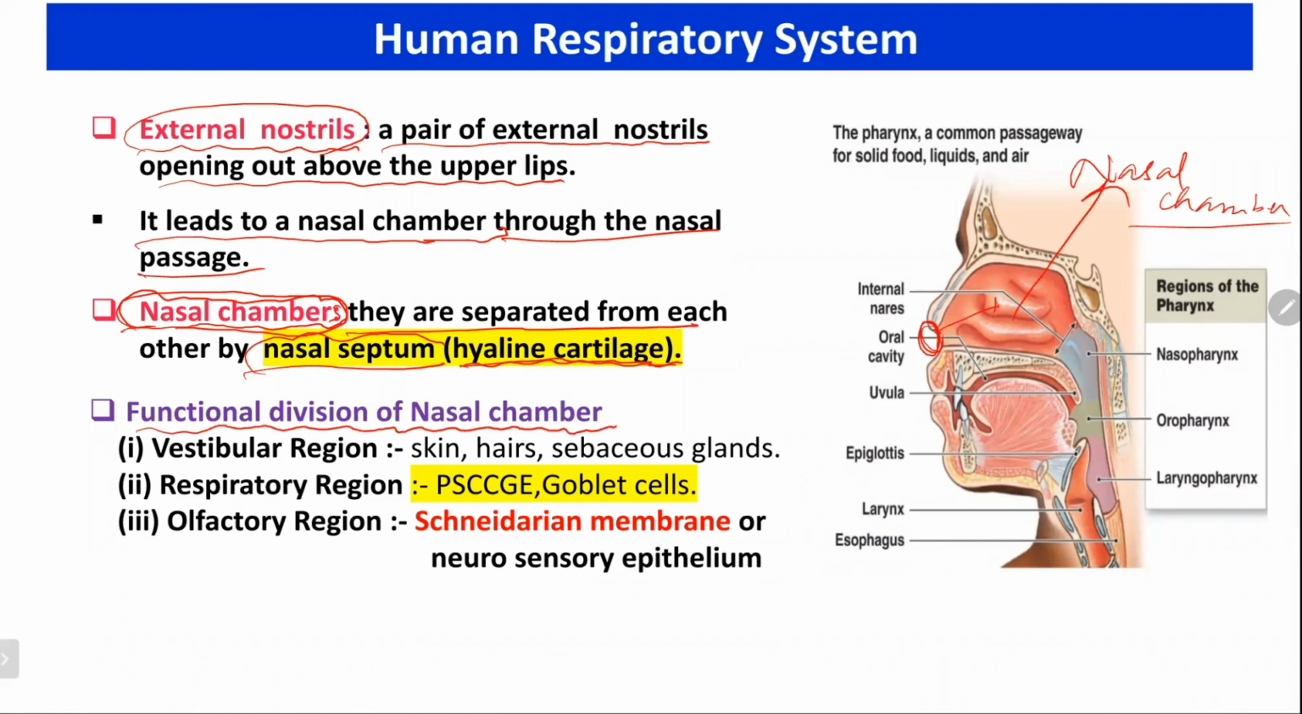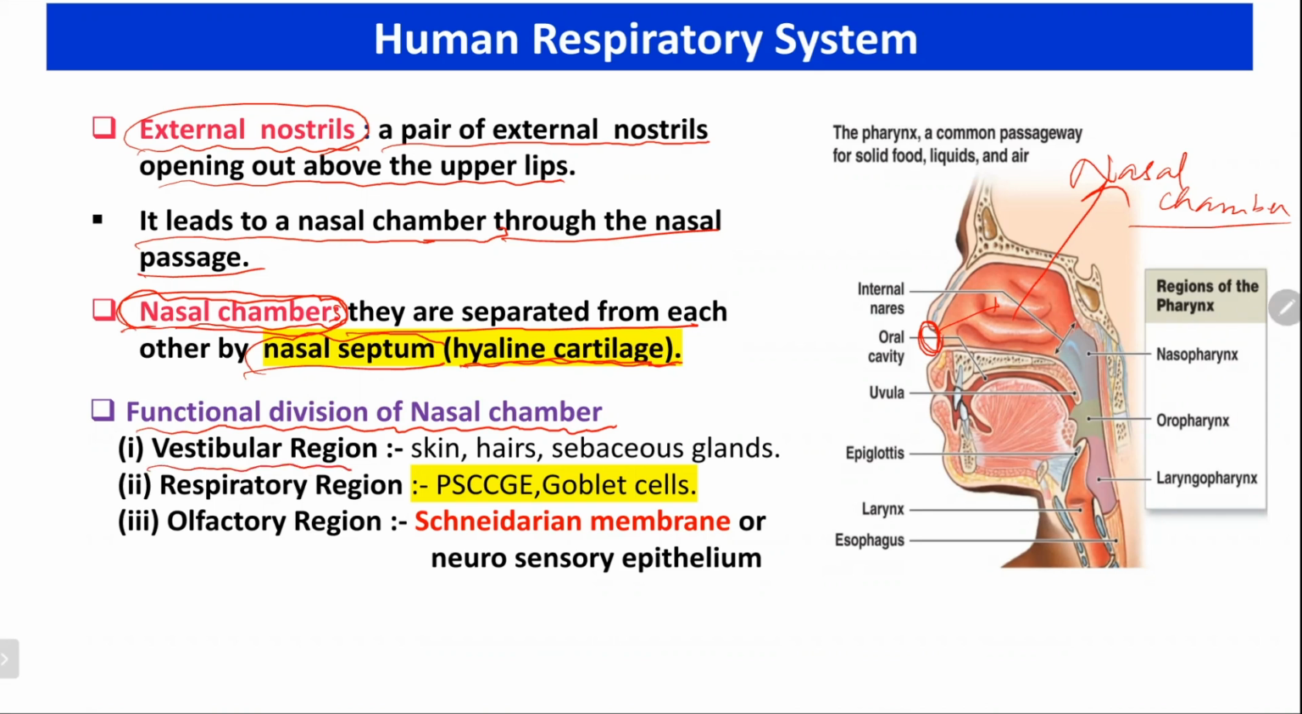Inside the nasal chamber there are some regions, and those regions or areas perform some special functions. So what are those areas or regions? Let us see in brief.